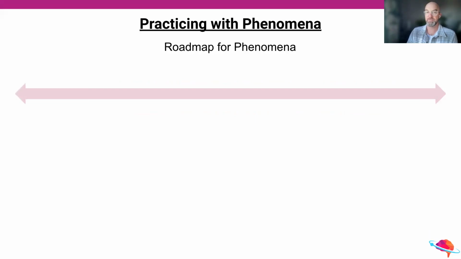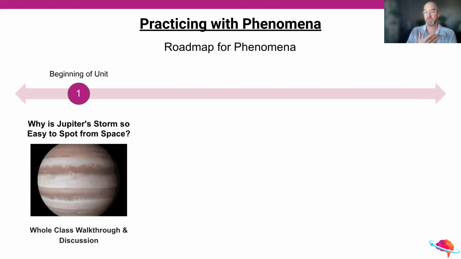of this unit. And so let's just say we're starting out at the beginning of the unit and we want to ask students, why is Jupiter's storm so easy to spot from space? And this is going to be a whole class walkthrough and discussion. So I'm not going to ask any individual questions of students. I'm just going to give them this question, give them this GIF, and say, all right, so let's talk about what you notice and wonder about this giant red spot on this planet.